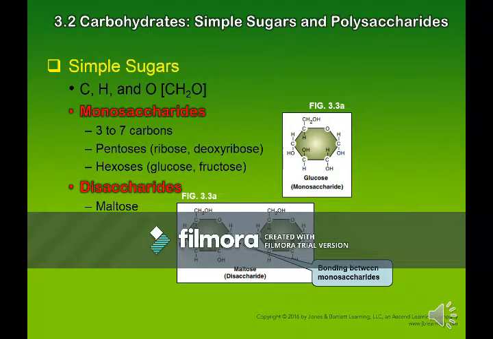Maltose, again, has 2 sugar rings, 1, 2, linked together to make a disaccharide. Lactose is among the most prominent of the disaccharides. You know about lactose as the sugar involved in milk. Sucrose, or table sugar, again, is a disaccharide. It's 2 molecules, a glucose and a fructose, that make sucrose.